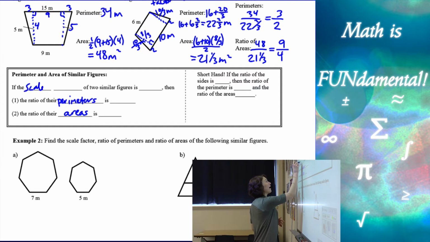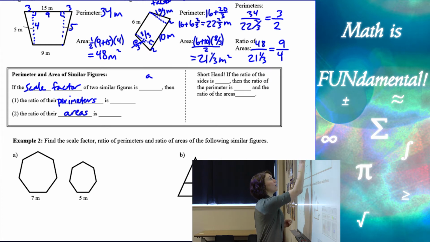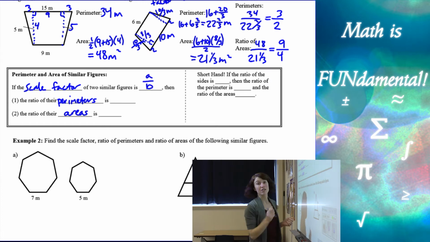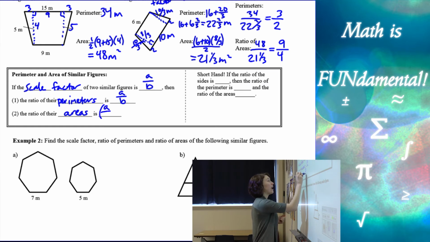If the scale factor of two similar figures is A over B, then the ratio of the perimeters is going to be the exact same as the scale factor. It's just going to be A over B. And the ratio of the areas is going to be (A over B) squared, or A squared over B squared.